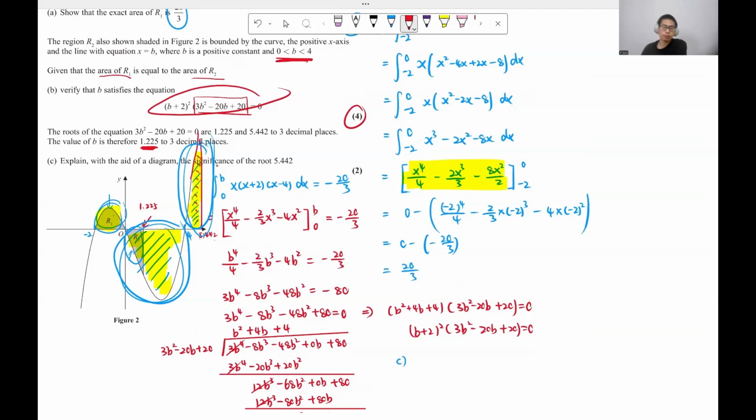So to write down the final answer, you just have to say: the area between x equal to negative 2 and x equal to 5.442, the region above the x-axis is equal to the region below the x-axis. That's all you have to say.